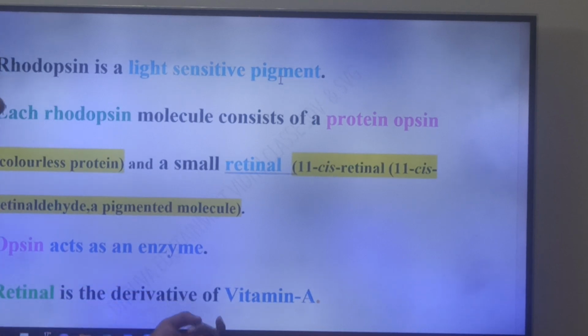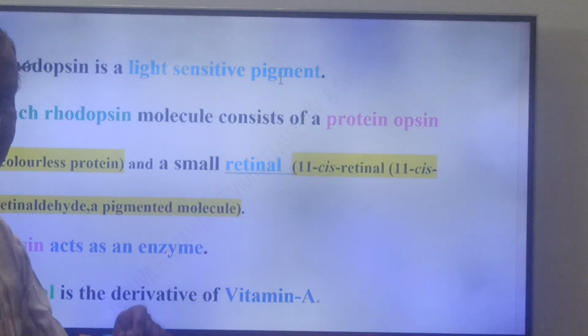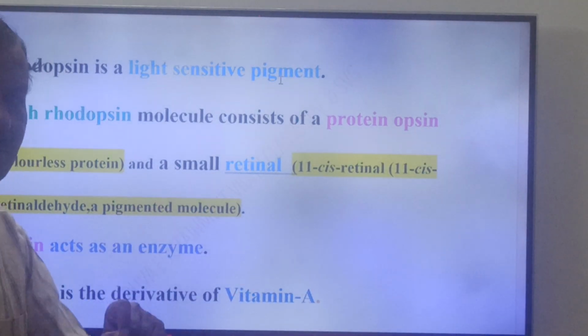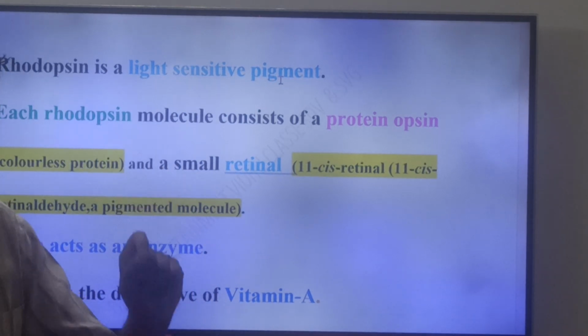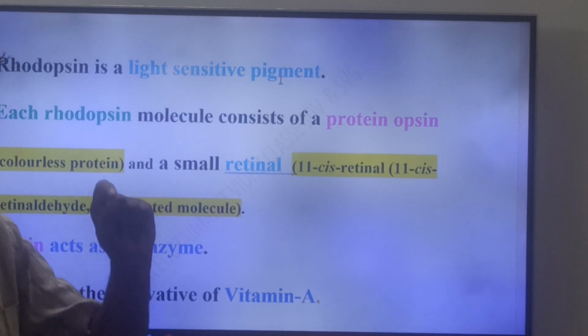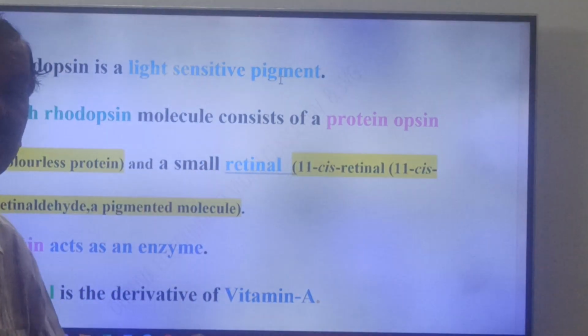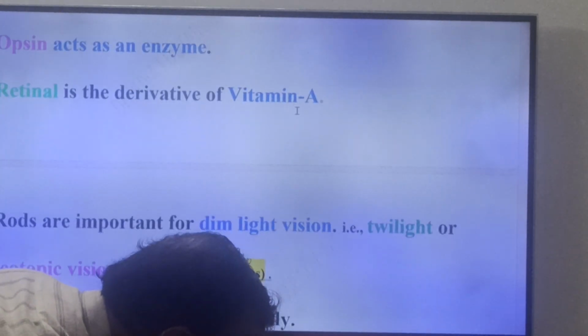Retinol is the derivative of vitamin A. See, friends, retinol is the derivative of vitamin A. This retinol plus opsin together form what, friends? Rhodopsin. Retinol and opsin together form rhodopsin. What is opsin? Opsin is a protein, colorless protein. Retinol is the derivative of which vitamin, friends? Vitamin A.